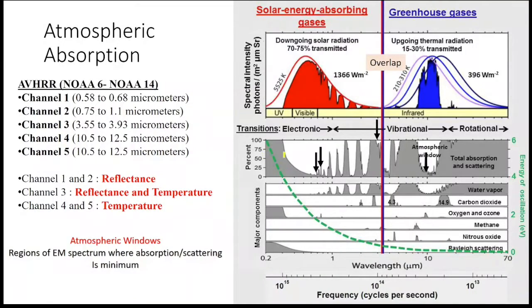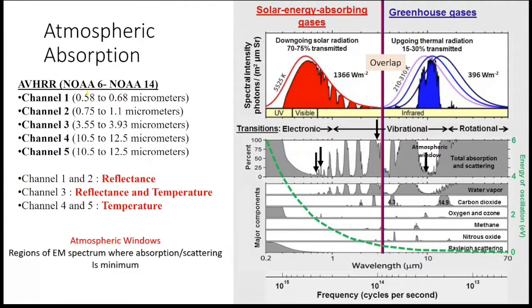So you see all of this is being absorbed. But then when you get to other parts of the electromagnetic spectrum, as I've drawn some arrows here, you see that the absorption is not very high. So this is what is called an atmospheric window. The regions of the electromagnetic spectrum where the absorption and scattering is minimum is called an atmospheric window.